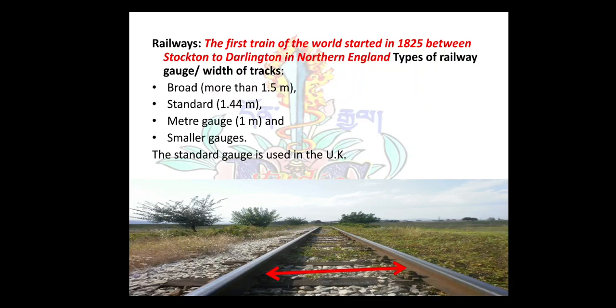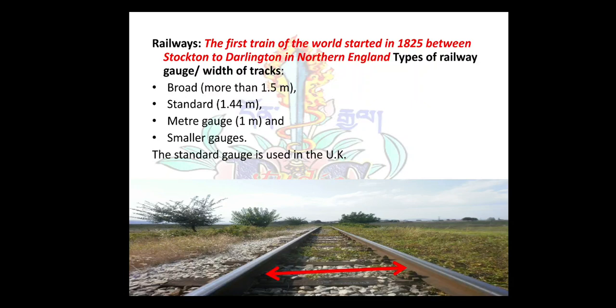1825 between two cities in northern England, from Stockton to Darlington. Following are the types of the gauges, or widths of the tracks. Generally we have four main types of gauges. Below we have an image, right? On that image I have made an arrow, and that arrow shows the width of the gauges.